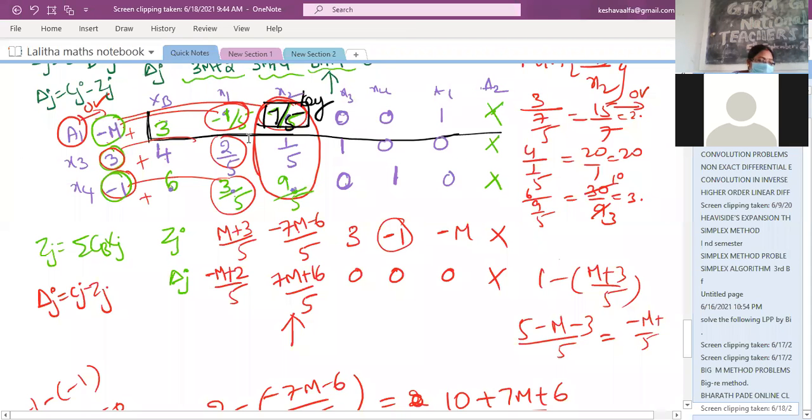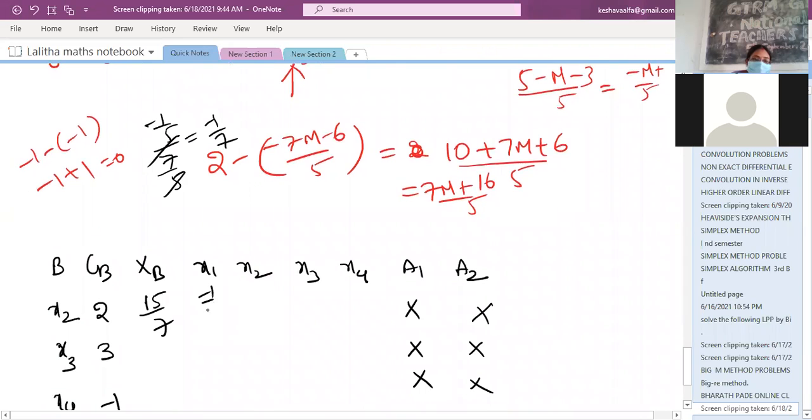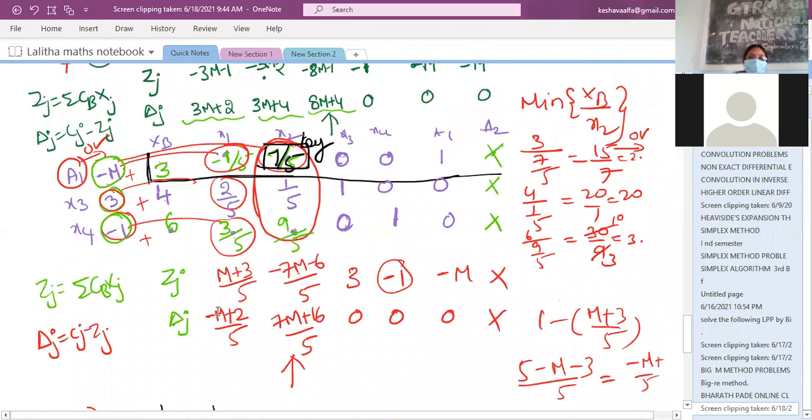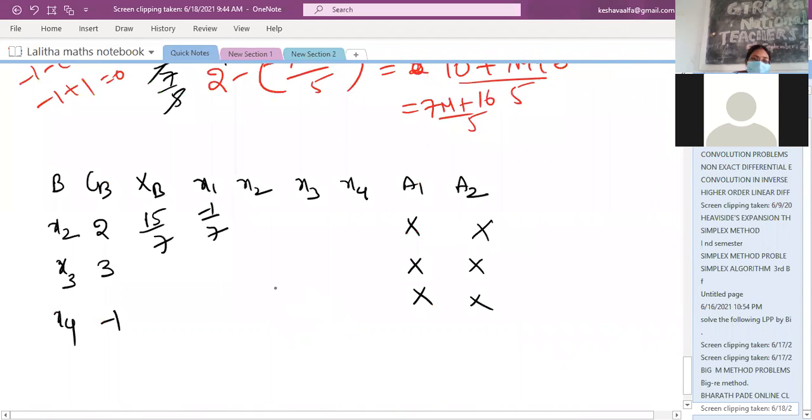Next, minus 1 by 5 divided by 7 by 5, how much? We get minus 1 by 7. Understood? Similarly, next one, 7 by 5 divided by 7 by 5 is 1. Next, 0 divided by 7 by 5 is 0. So we get the first row values like this.